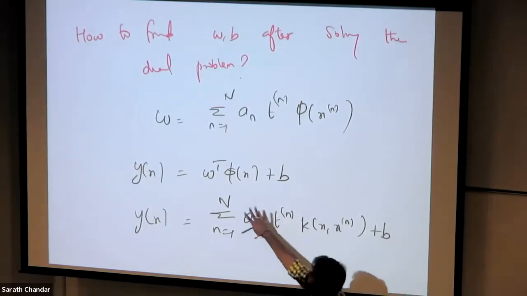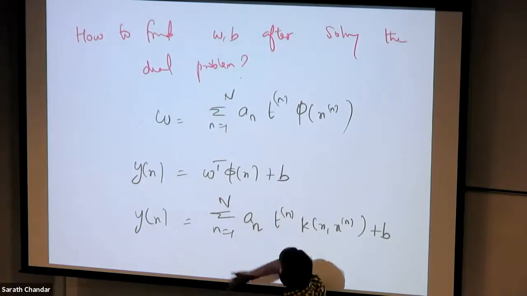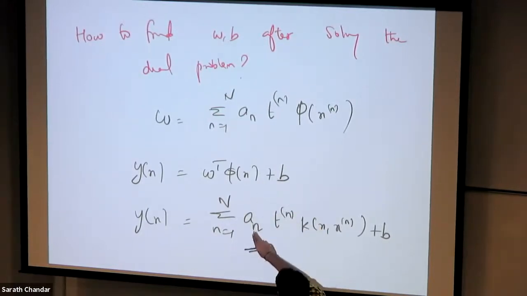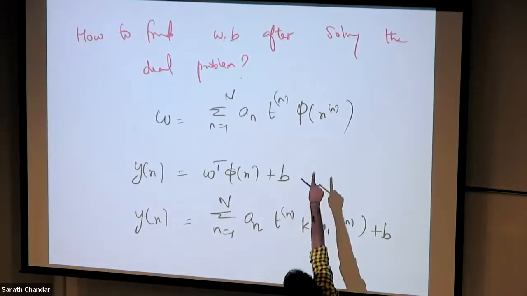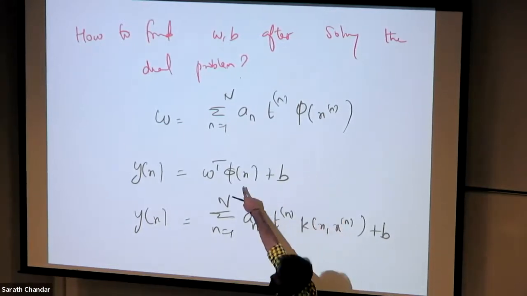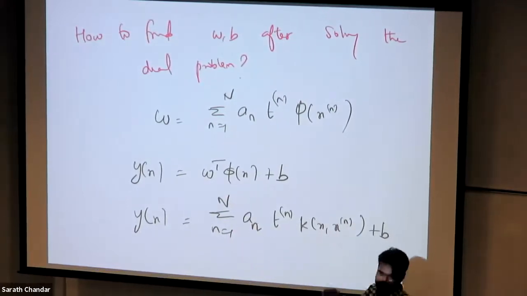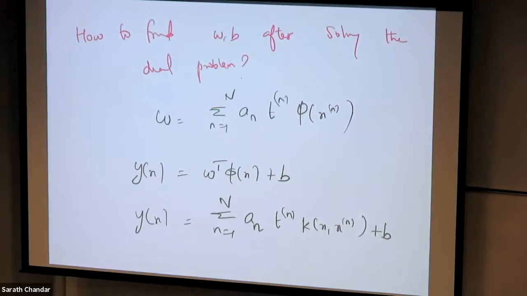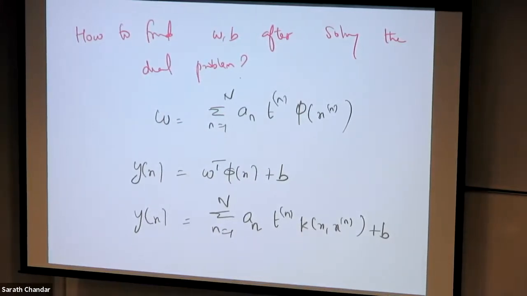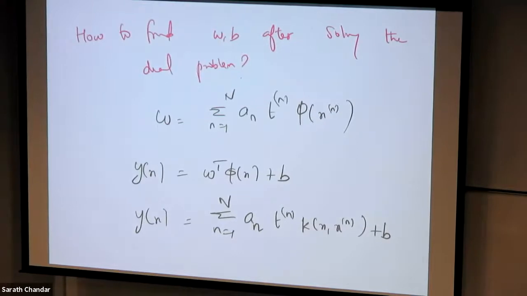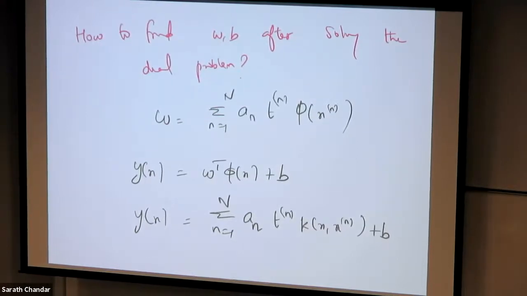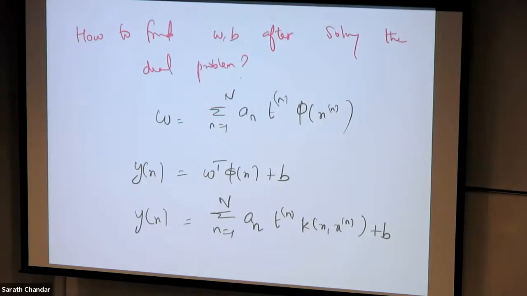What I have done is I just substituted this W equation in the model. My model was W transpose phi of x plus b. Now the W just becomes summation over n, a n t n phi x n, which is multiplied by this phi of x. We have already defined this as a kernel. So just kernel of x n, x plus b. So I just eliminated W. If you have a, you can directly make your predictions without W.